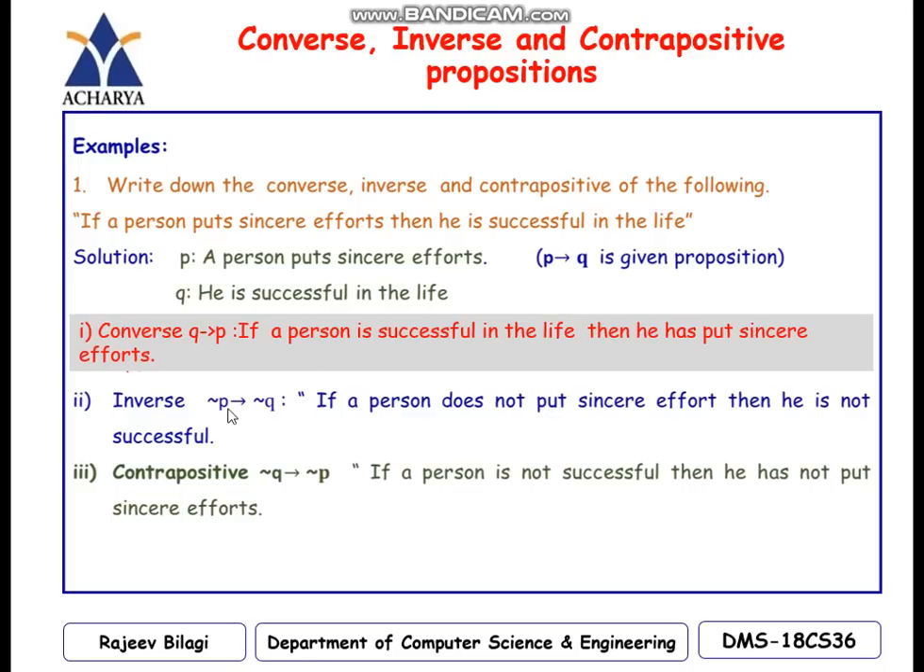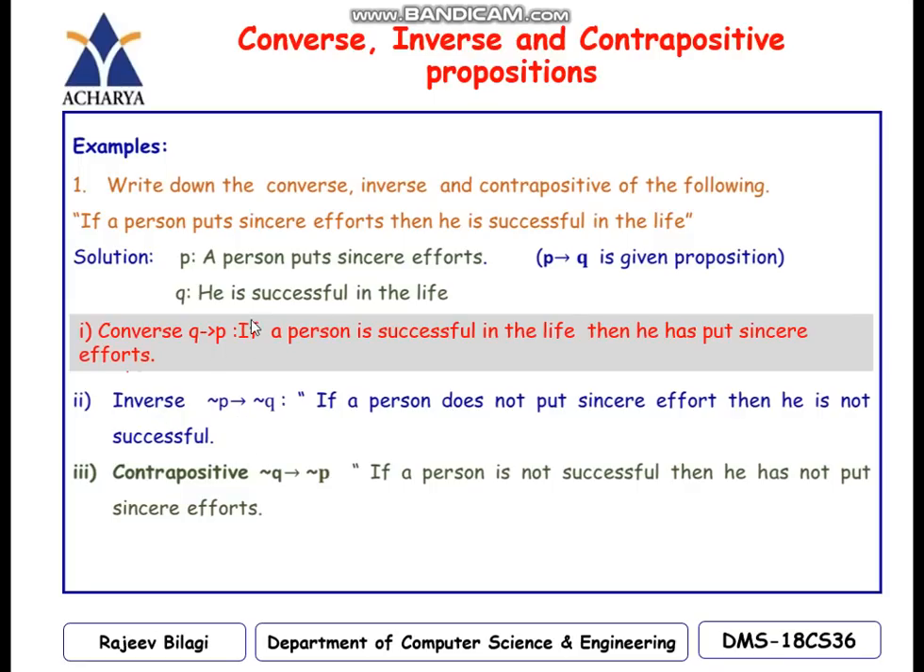Inverse: negation of P, then negation of Q. That is, the negative statement of this: if a person does not put sincere efforts, then he is not successful in life. This is the inverse statement, or the inverse of this particular statement.